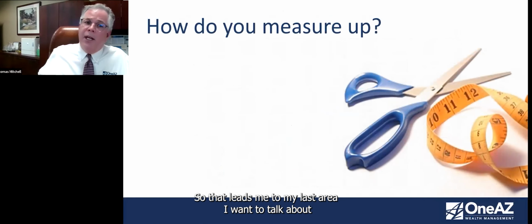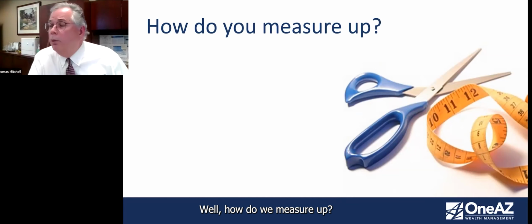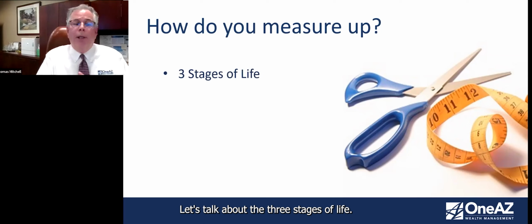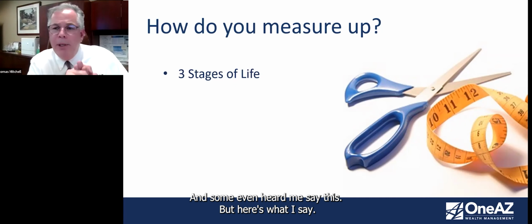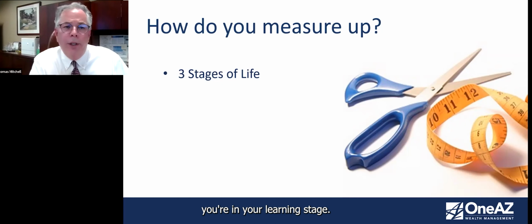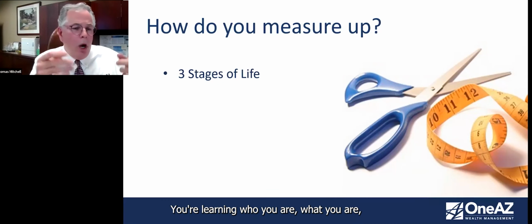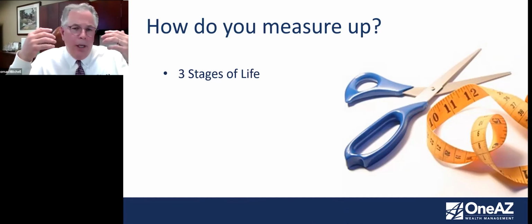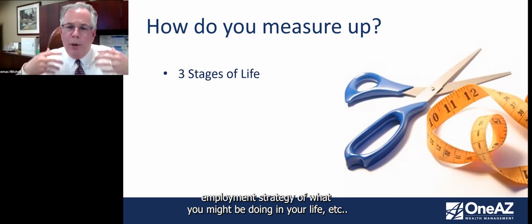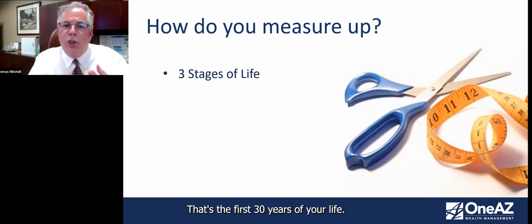So that leads me to the last area I want to talk about, which is how do we measure up? Well, how do we measure up? We measure up by looking at what stage of life you're in. Let's talk about the three stages of life. I call it the 30-30-30 stage, and some of you have heard me say this, but here's how it goes. For the first 30 years of your life, from 0 to 30, you're in your learning stage. You're learning who you are, what you're going to be, what your skill sets are going to be. You're getting your education. You're building out your whole employment strategy of what you might be doing in your life, etc. That's the first 30 years of your life.